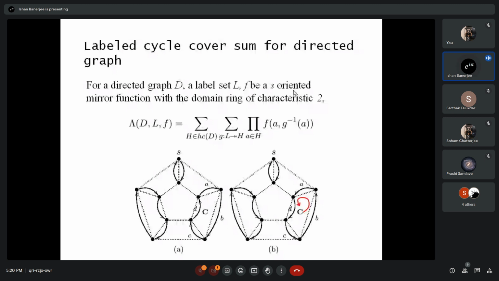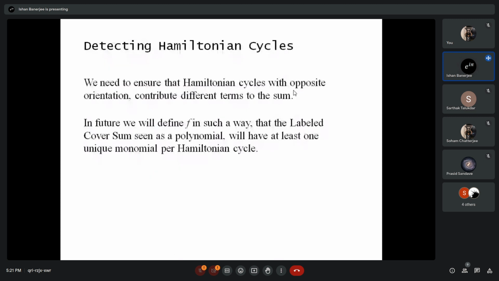Now, Hamiltonian cycle covers need, I mean, we should be careful that the Hamiltonian cycles should not cancel each other. Even with the opposite orientation, they must contribute different terms to the sum, unlike the other cycle covers, the non-Hamiltonian cycle covers. In future, we will define f in such a way that the label cover sum can be visualized as a polynomial. This polynomial will have at least one unique monomial per Hamiltonian cycle. So this is the kind of representation that we'll be using in future.